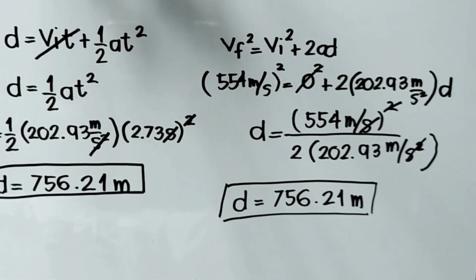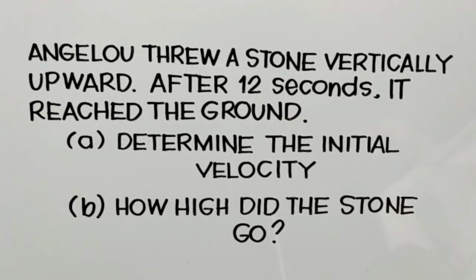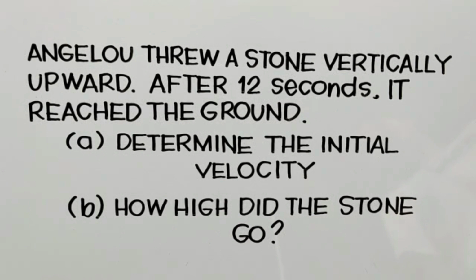756.21 meters. Angelo threw a stone vertically upward. After 12 seconds, it reached the ground. Letter A. Determine the initial velocity. Letter B. How high did the stone go?